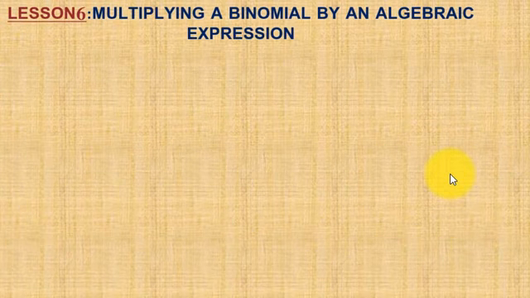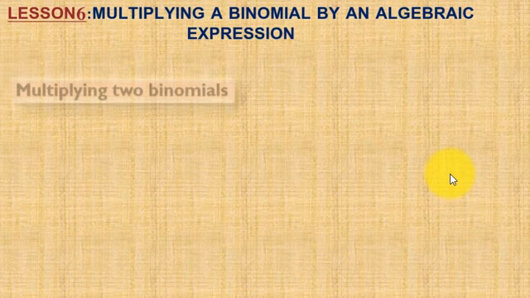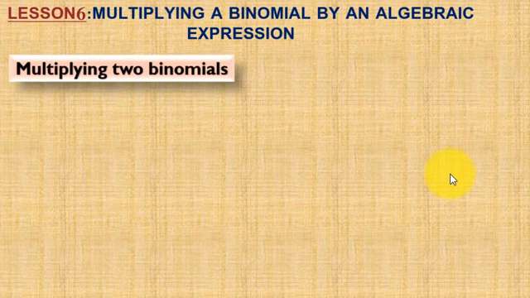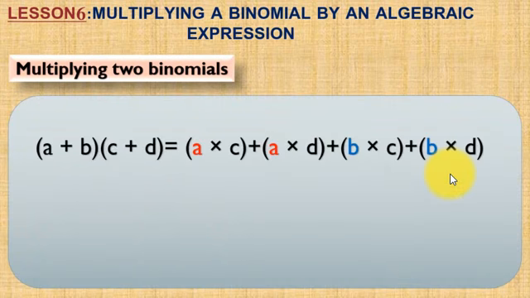Let's start our lesson today, multiplying a binomial by an algebraic expression. Firstly, how can we multiply two binomials? If we say a plus b times c plus d, the answer will be a times c plus a times d plus b times c plus b times d. Here we multiply the first term by the first term, then multiply the first term by the second term.